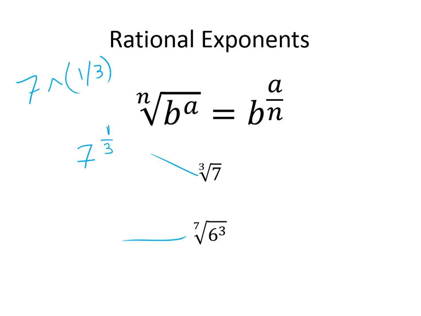So now we look at the second one. We have 6. That's our base. The power it's being taken to is 3, and the index, or the root we're taking, is 7. So it'd be 6 to the 3/7 power. Okay. And that's just the way that we would write these.